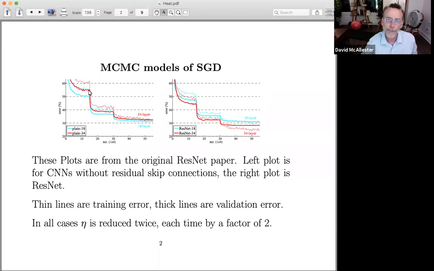Then we drop the learning rate by a factor of 2. The loss drops, reaches an equilibrium. We reduce the learning rate by a factor of 2, it drops again. So what we want to understand, in a more precise mathematical way, is what is the relationship between the learning rate and the loss value?